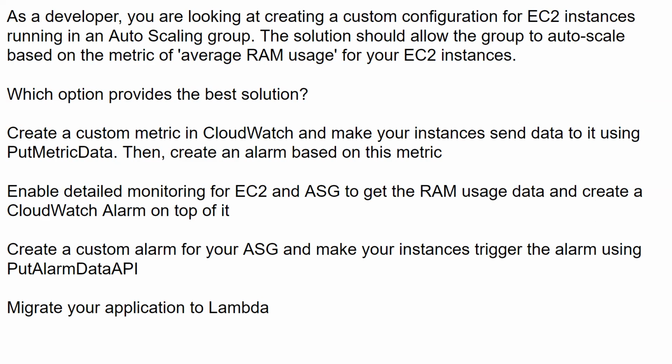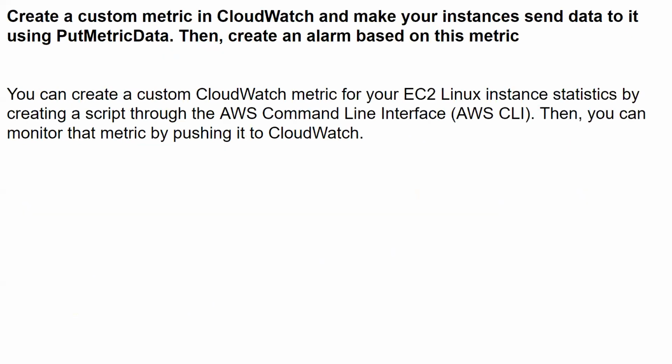Enable detailed monitoring for EC2 and ASG to get the RAM usage data and create a CloudWatch alarm on top of it. Create a custom alarm for your ASG and make your instances trigger the alarm using the PutAlarmData API, or migrate your application to Lambda.